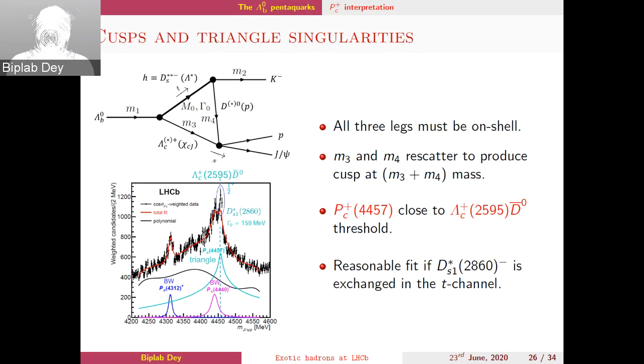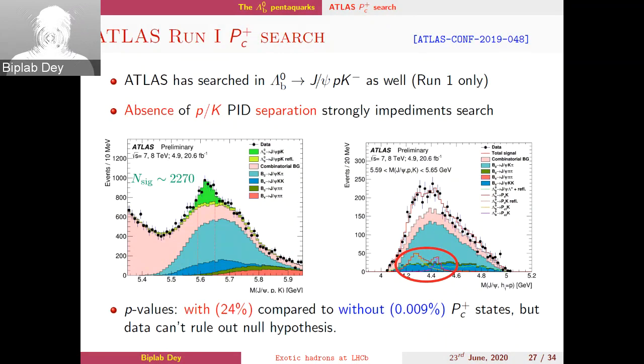Not just LHCb, ATLAS and CMS are also very interested in searches. ATLAS has searched in Λb to J/ψ pK. As I mentioned, these searches are hard for them because the J/ψ is clean, that's not a problem, but if you cannot separate protons from kaons, it's a very different ball game. You can just compare what their Λb mass looks like compared to LHCb. So it's really very hard, and it's amazing that they actually did this. They don't have RICH detectors. What they found was that the fit certainly improves if you include the LHCb pentaquarks, but the data still cannot rule out the null hypothesis.